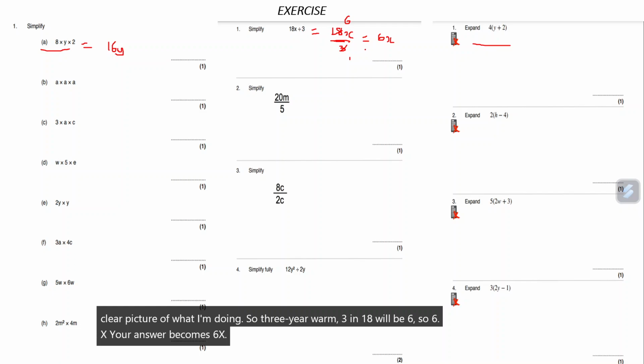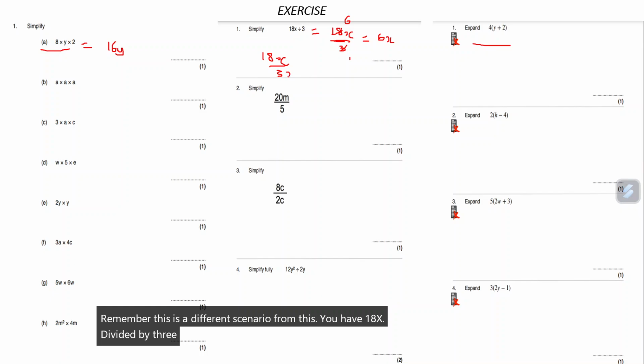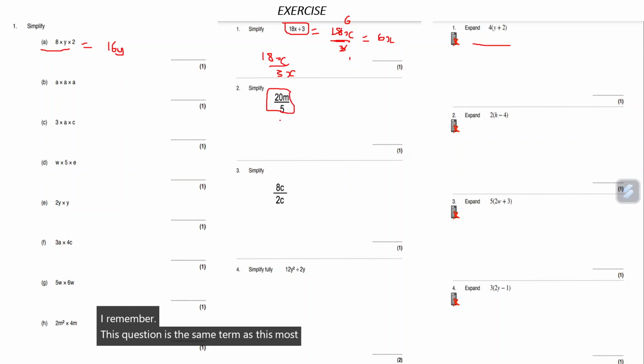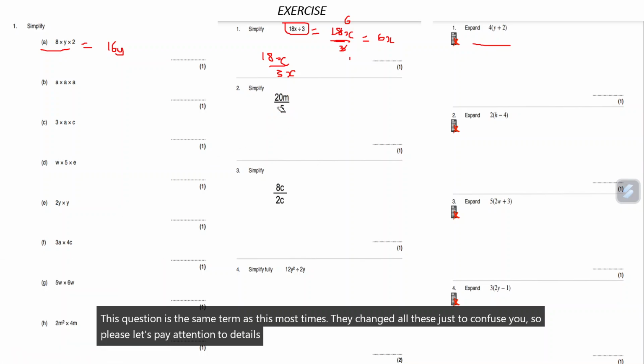Remember, this is a different scenario from this. You have 18x divided by 3x. I remember this question is the same thing as this. Most times they change all these just to confuse you. So please, let's pay attention to details, please. So let me clean this one.